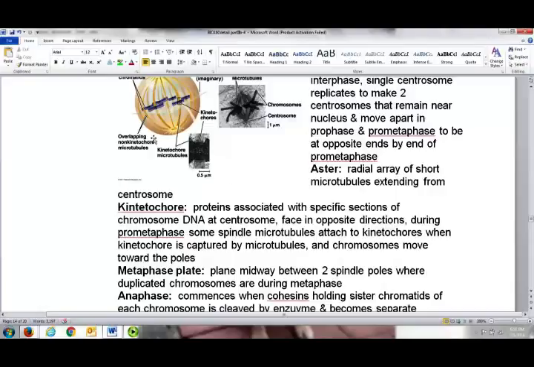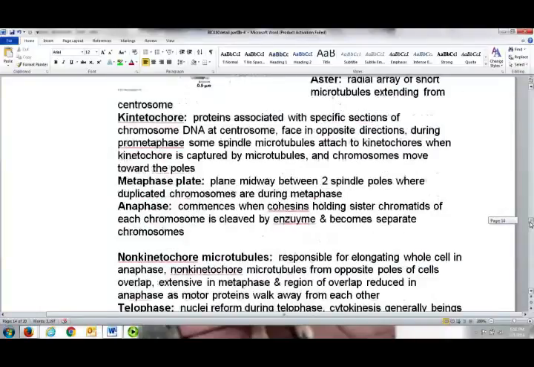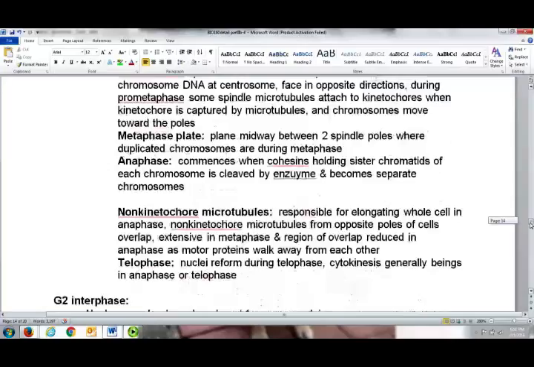The metaphase plate is in the plane that's midway between the 2 spindle poles. Here you can see where you would have your metaphase plate. This is where you're going to have the duplicated chromosomes line up during metaphase. Anaphase begins when the cohesins that are holding the sister chromatids of each chromosome together are cleaved by an enzyme and will become separate. They will end up being separate chromosomes.